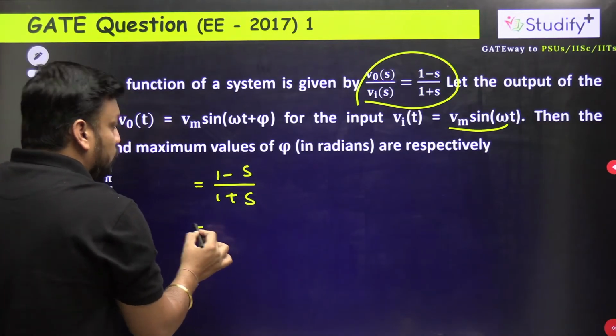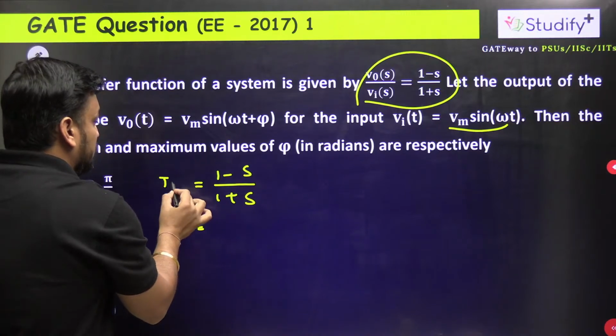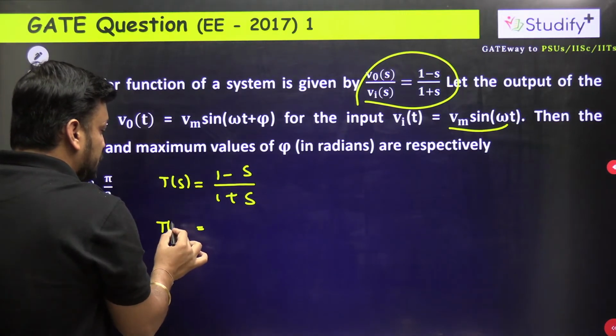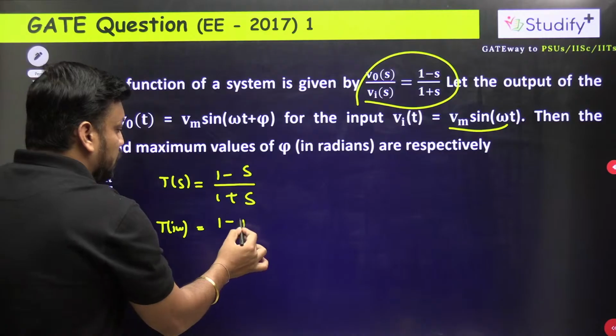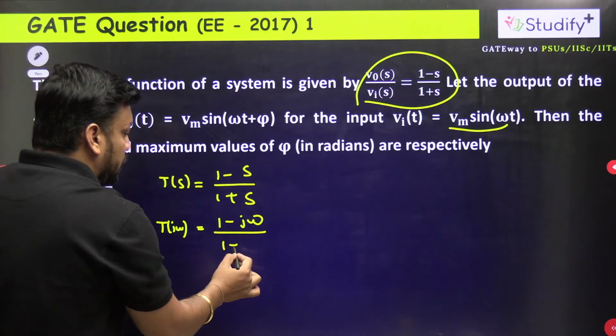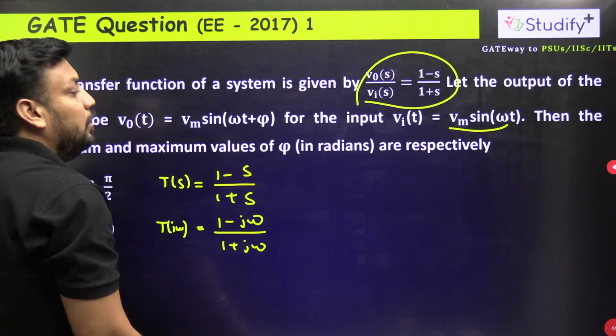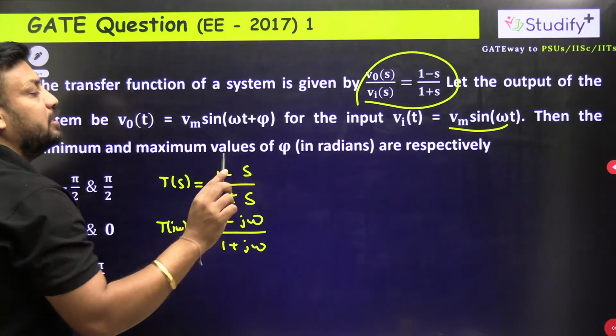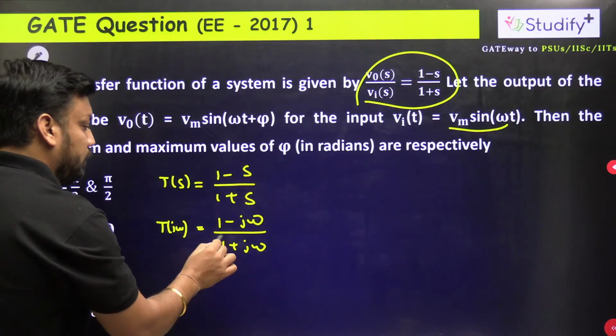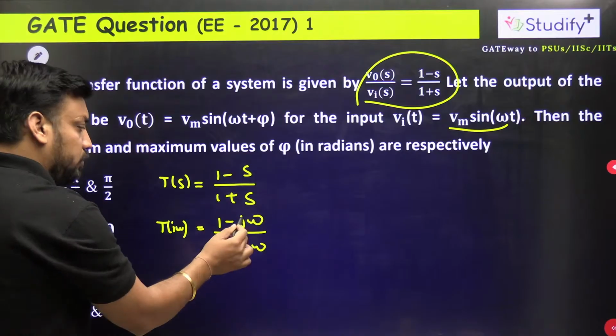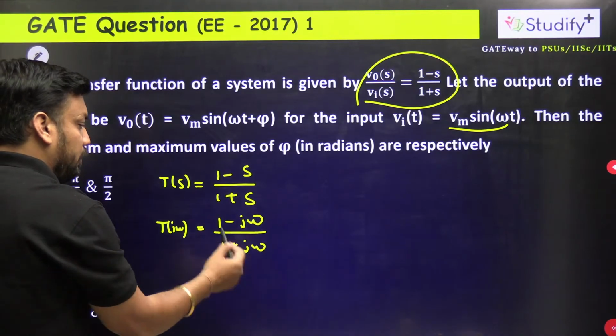So if I write the transfer function as T(s), then we can put s equal to j omega. So we should write (1 minus j omega) upon (1 plus j omega). Now this time the examiner is asking only for the angle. However, the magnitude is 1 only, because the square root of 1 plus omega square in the numerator and denominator cancel and it becomes 1.